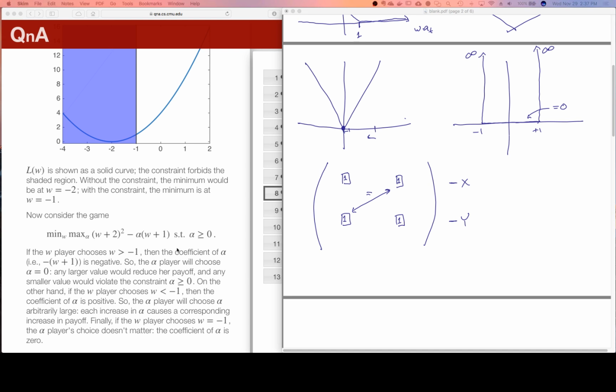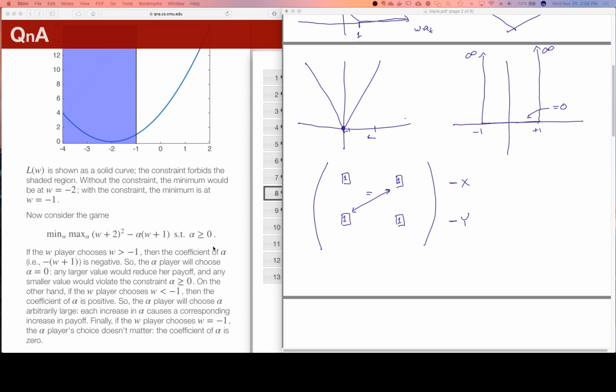All right, so what's going to happen? First, let's suppose that the w player chooses something like minus 2, right, which the w player wants to do because that's where the minimum of her objective function is. So if w is minus 2, w plus 1 is minus 1, negative sign means plus 1, and so you're going to want to make alpha as big as possible, right? And since alpha is only constrained to be non-negative, you can make alpha equal to plus infinity, or I mean, you can't actually make it equal to plus infinity, but you can make it plus a billion or plus a trillion. And then the w player is going to be really unhappy, right?